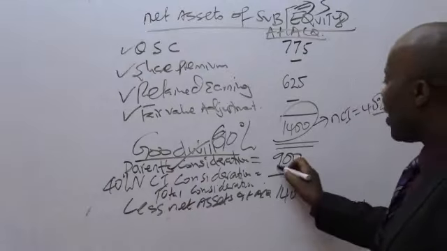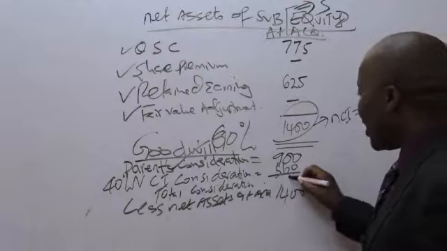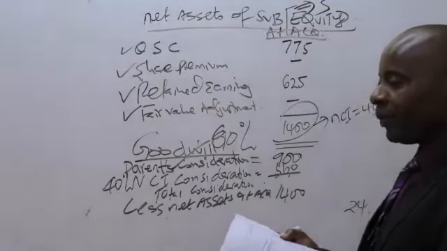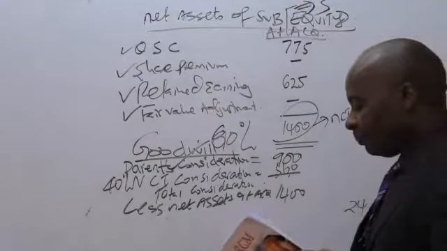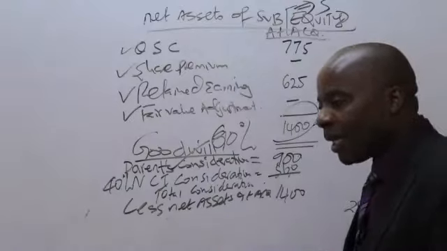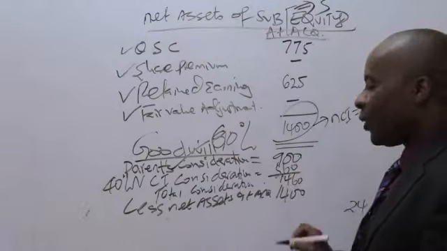Wananiambia wote ni 560. Kwa hivyo ukiongeza 900 plus 560, itakuja ngapi, somebody? Itakuja ngapi? 1460. Somebody is telling me 1460.